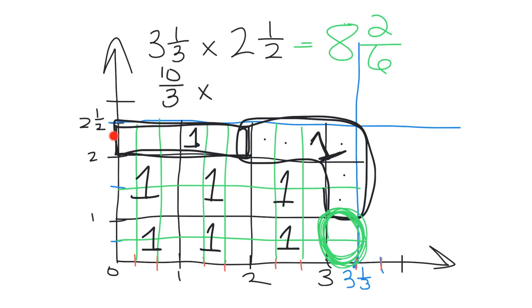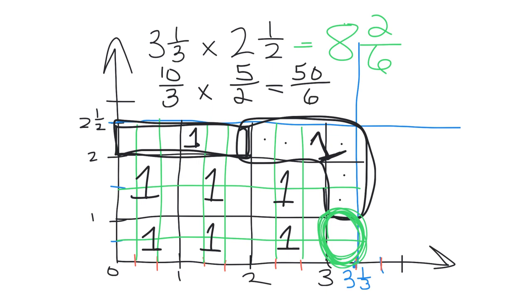And what was our height? Well, our height was a bunch of halves. So let's count: 1, 2, 3, 4, 5. So it's 5 halves. And if we think about all of these little pieces, we have 10/3 going this way, and we have 5 halves going this way. If we think about each of these as sixths, then if we want to count how many sixths we have altogether, well, we have 10 by 5. So we have 50 sixths.